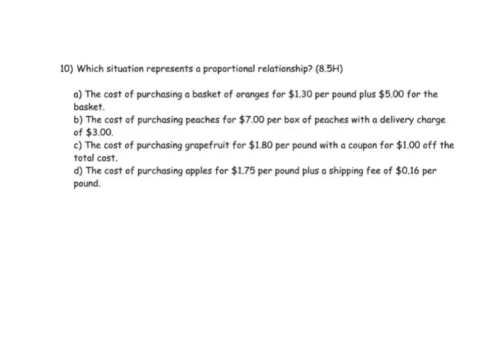Number 10. Which situation represents a proportional relationship? A. The cost of purchasing a basket of oranges for $1.50 per pound plus $5 for the basket. B. The cost of purchasing peaches for $7 per box of peaches with a delivery charge of $3. C. The cost of purchasing grapefruit for $1.80 per pound with a coupon for $1 off the total cost. D. The cost of purchasing apples for $1.75 per pound plus a shipping fee of 16 cents per pound.